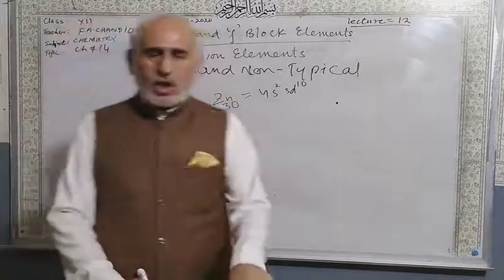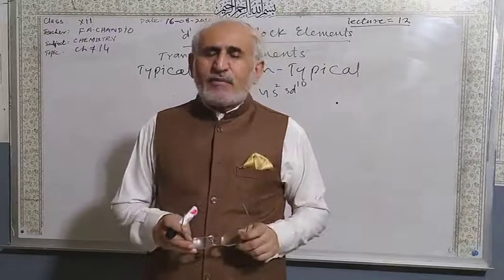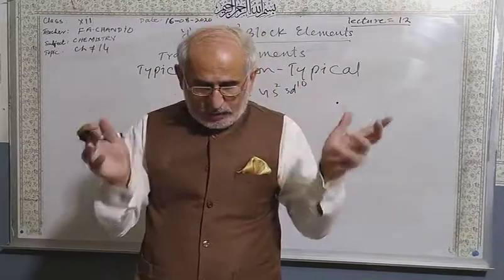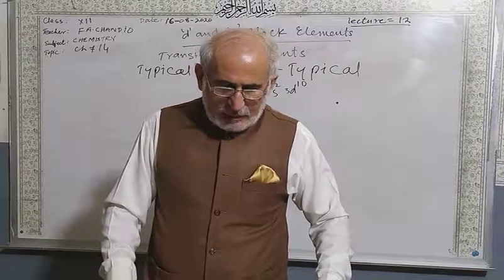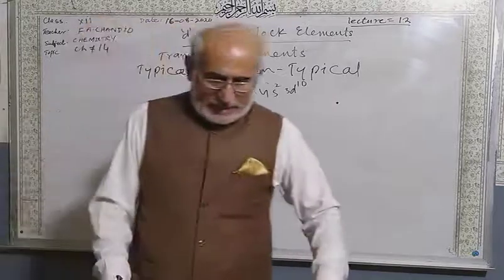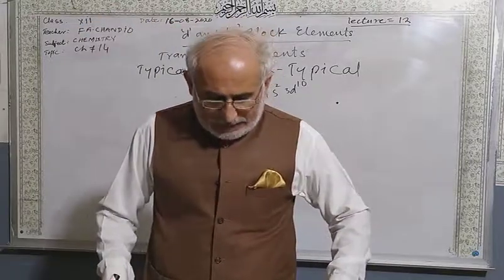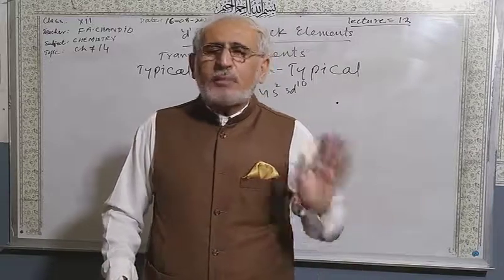That is why it is called a non-typical transition element. But the question is why it is present in the d block. Reason: zinc, cadmium, and mercury are not regarded as typical transition elements; they are non-typical elements.